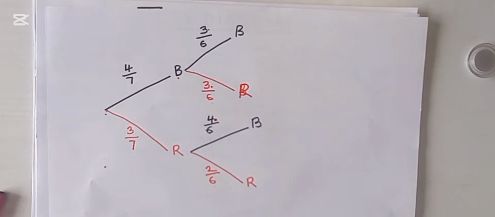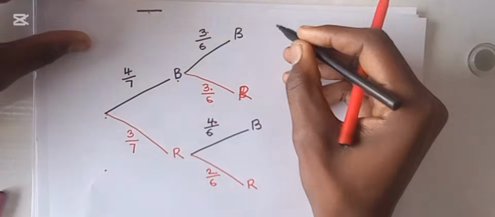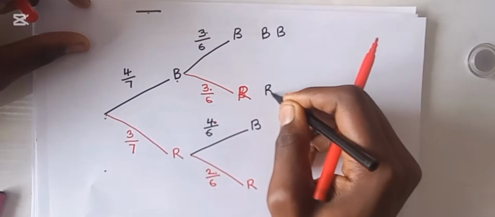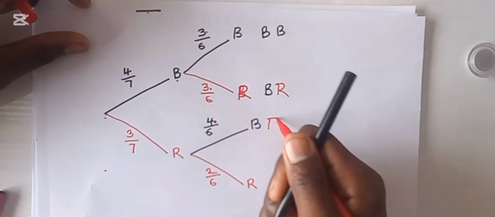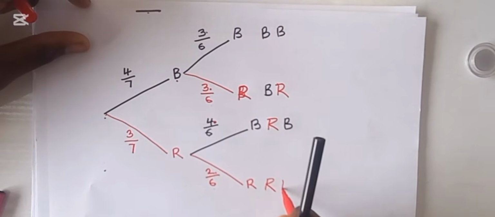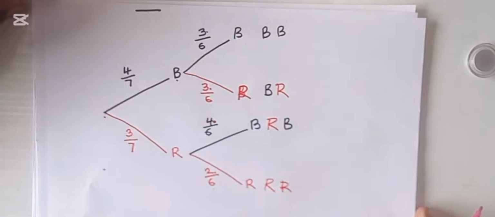So as usual, what we used to do is to connect each and every branch to see where it is leading us. This one is going to be the same as the last one. It's going to be black and black, and this one is going to be black and red. And this one is going to be red and black. And this one is going to be red and red. And another thing that I like to do is to calculate the probability of each and every branch before we answer any questions.